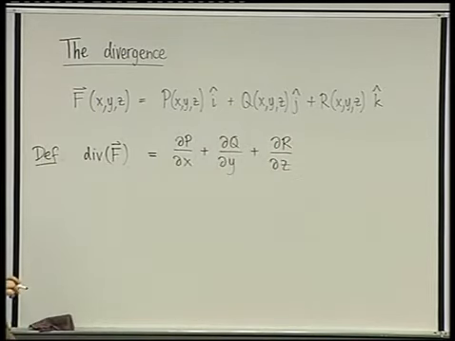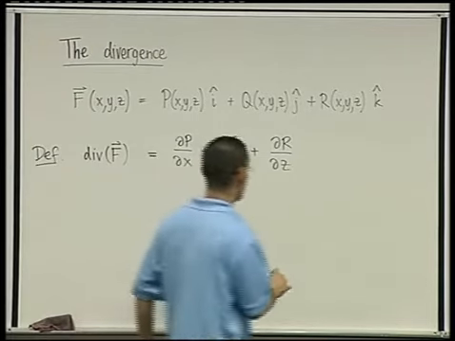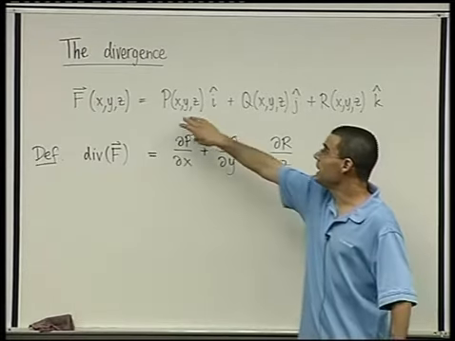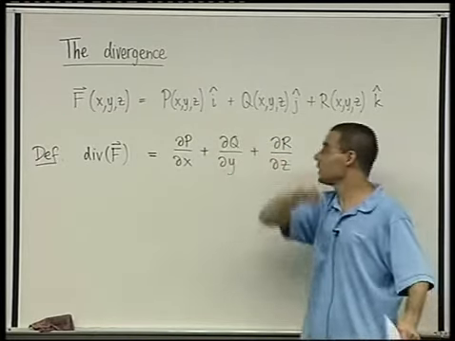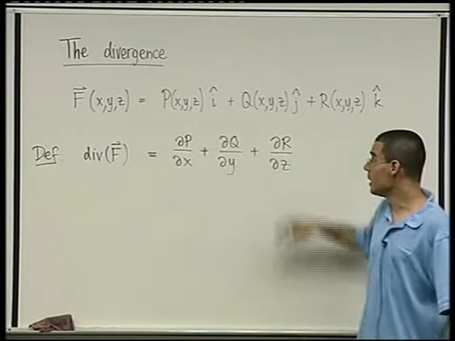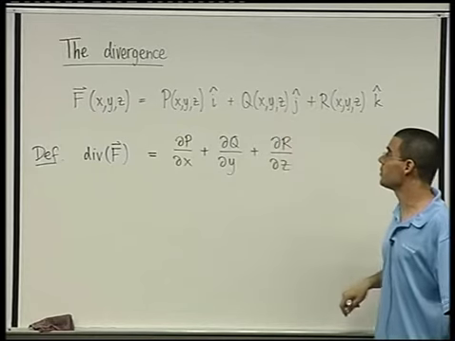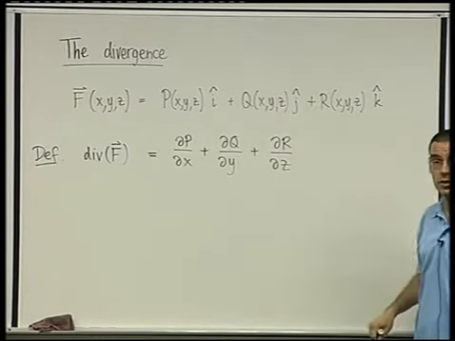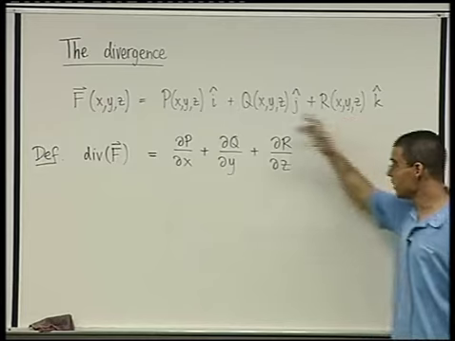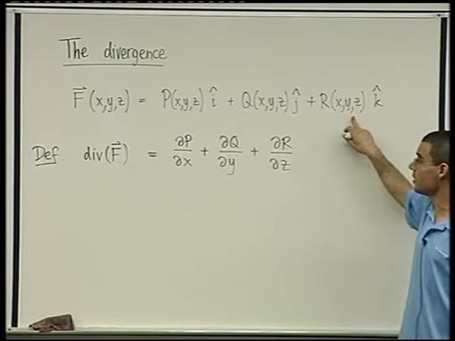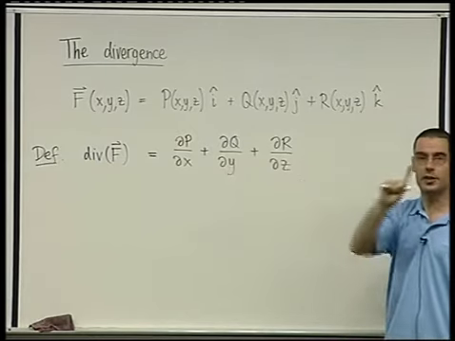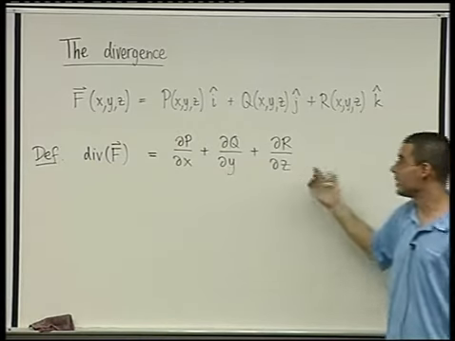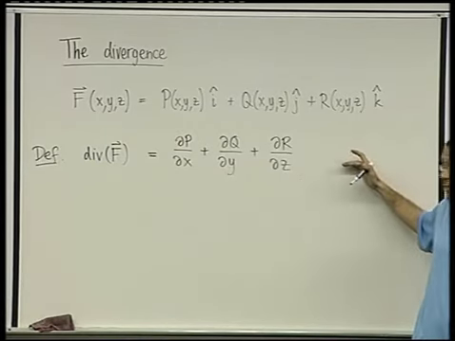This is weird. Why would I want to do that? Why would I want to take p, ignore its derivatives with respect to y and z, and only look at its derivative with respect to x? For q, only look at its derivative with respect to y, and for r, only look at its derivative with respect to z. Remember that these three functions are functions of three variables. These three partial derivatives are also functions of three variables, and I'm adding them. So this is a scalar function of three variables.